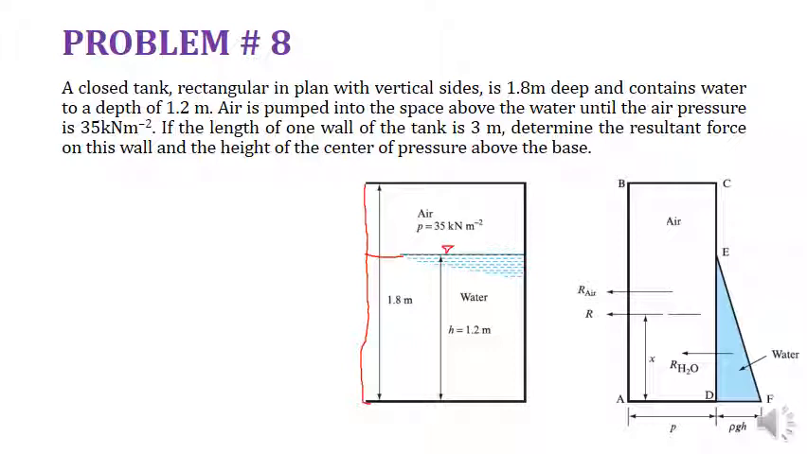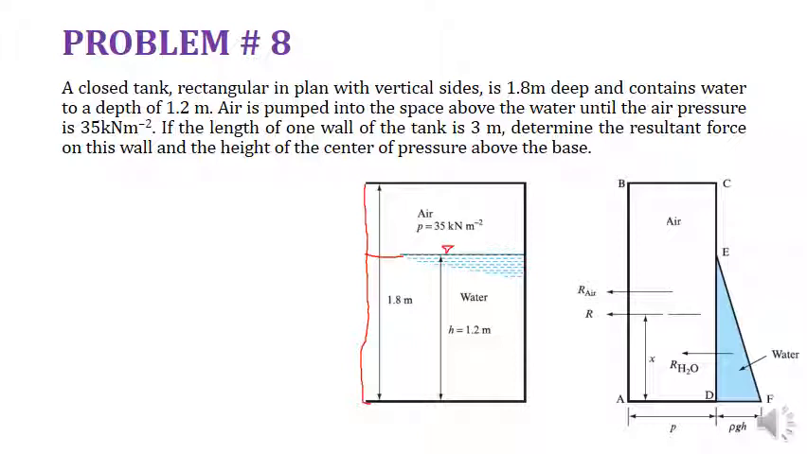So here it is mentioned that the pressure of the air that has been filled at the top of the water within the closed tank is not equal to atmospheric pressure. That pressure is 35 kilonewton per meter square. The specific value of the pressure is given over here. So your air has been pressurized within the closed tank above the water equal to that particular value.